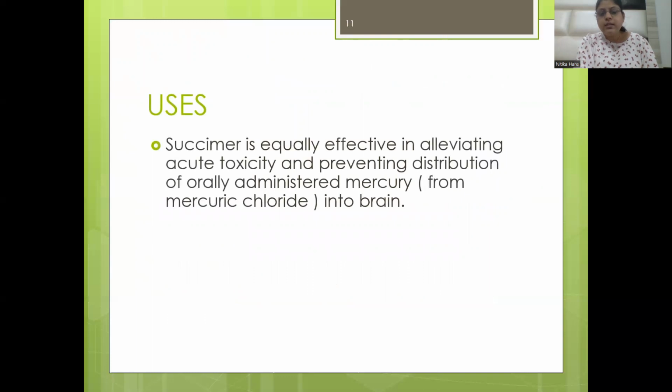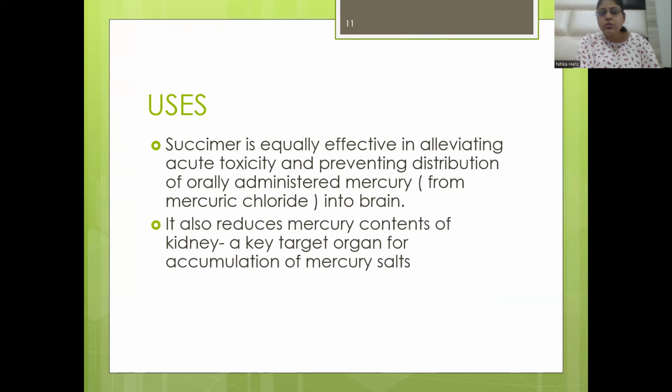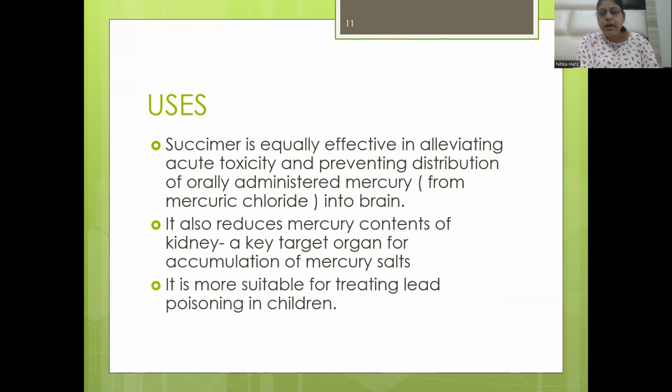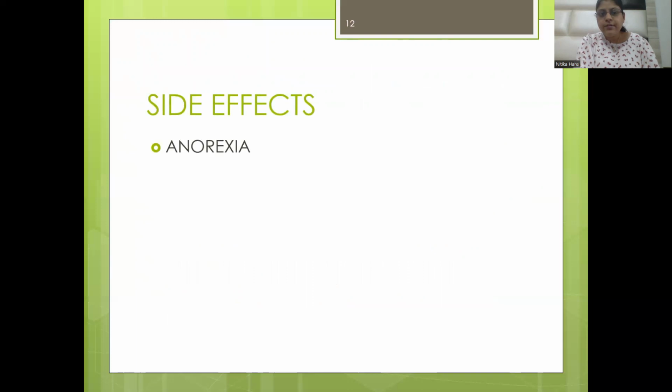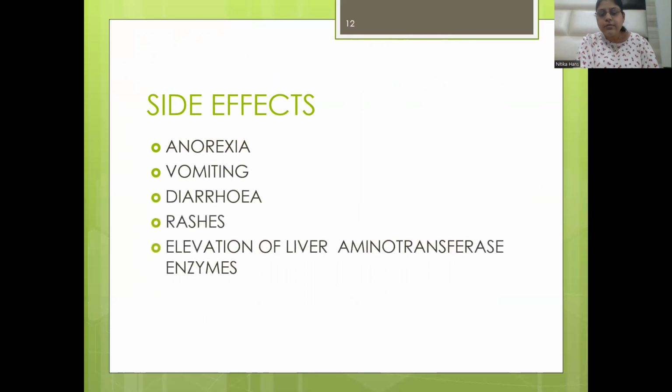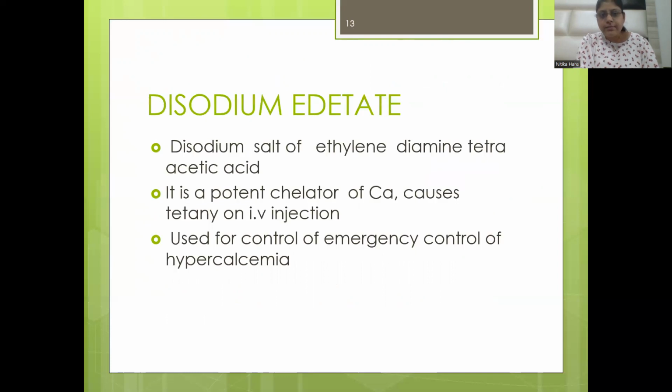Uses: it can be used to decrease the toxicity of mercury, from mercury chloride in the brain. In the brain, succimer is used as an antagonist for mercury. It also reduces the mercury content in the kidney, which is the key target organ of accumulation of mercury salts. And it is more suitable for treating lead poisoning in children. Side effects: anorexia, that is loss of appetite, vomiting, diarrhea, rashes, elevation of liver aminotransferase enzymes.